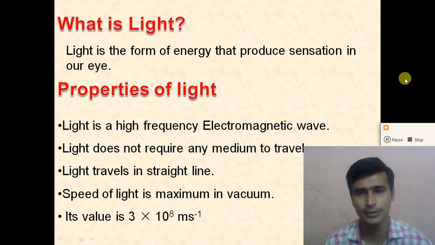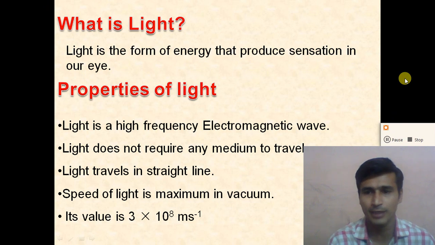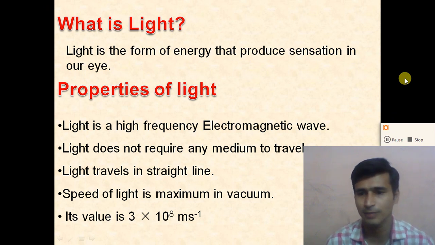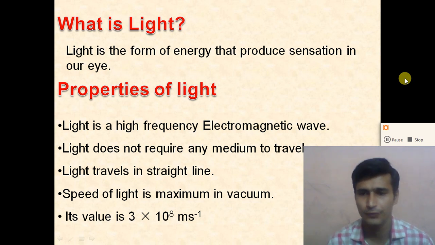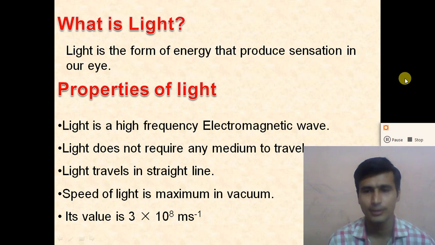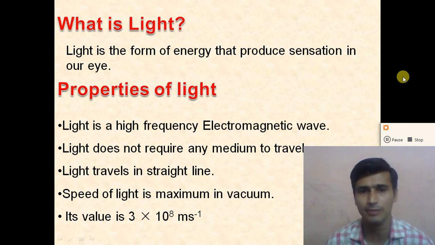To understand the principles regarding light, there are so many principles like reflection, refraction, dispersion, diffraction, interference. To understand these principles, we need to understand some basic properties of light. So what are the basic properties of light we discuss here?